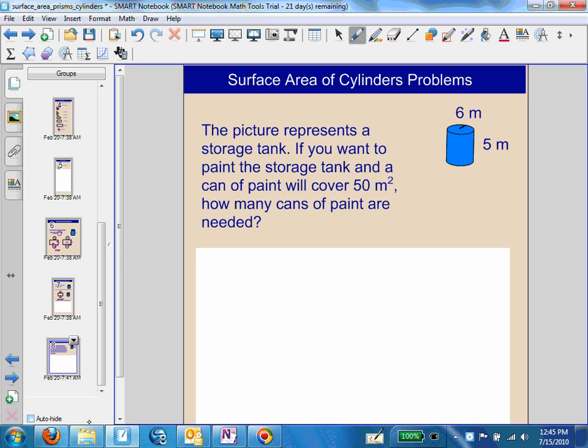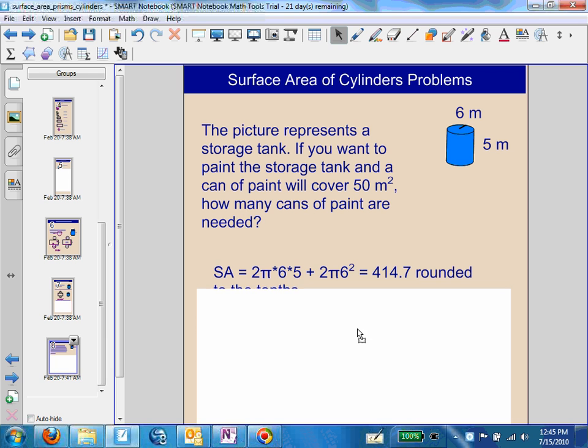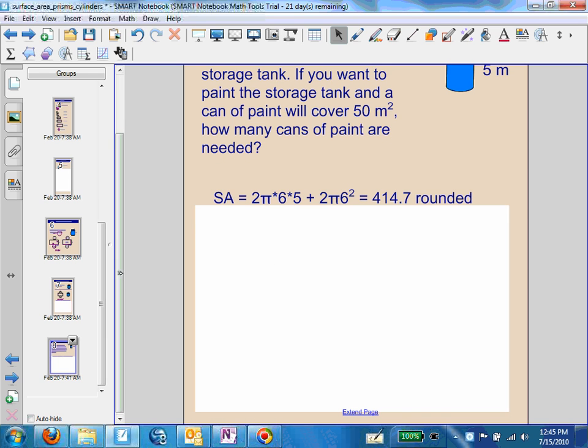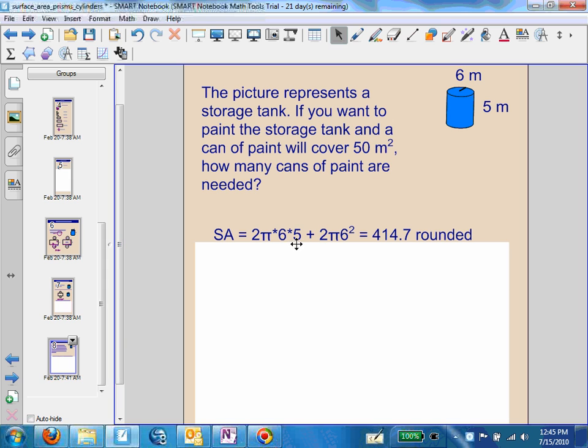My next example, I have a picture that represents a storage tank, and I want to paint it, and when you paint the outside of something, that's the surface area. A can of paint will cover 50 meters squared. How many cans of paint are needed? So first I need to find the surface area. So I'm just going to plug in what I know. I know that the radius is 6, the height is 5, so put all that in, round to the nearest tenths.